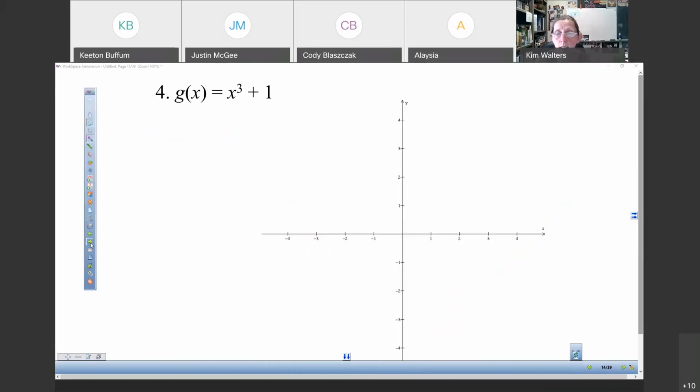All right, let's look at one more of these guys, okay? X cubed, that's my basic function. And that's that squiggly line, okay? That's the x cubed. And it squiggles through 0, 0. So x cubed always squiggles through 0, 0. And this +1 at the end is going to shift this 1 unit, and it's going to go 1 unit up, okay? So rather than squiggling at 0, 0, it's going to squiggle at 0, 1.